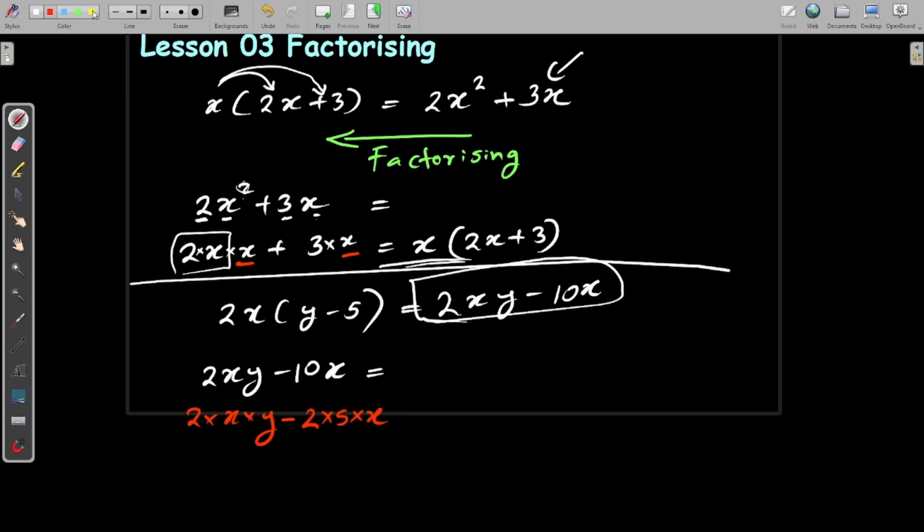Now we can see what the common values are: 2x in the first term, and 2 and x in the second term. So I can take 2x out from both terms, and I remain with y in the first term and 5 in the second term, but I have to be careful with the sign, so it is minus 5. So this is how we do the factorizing.